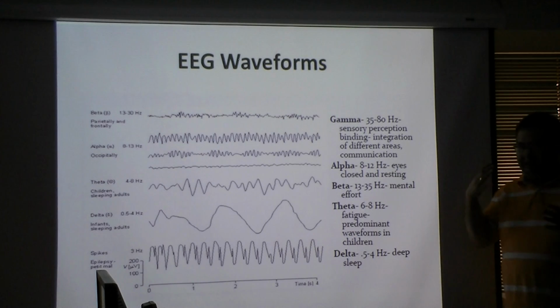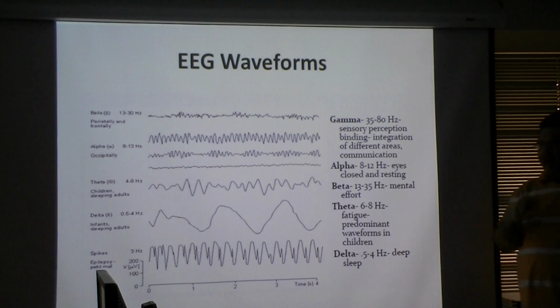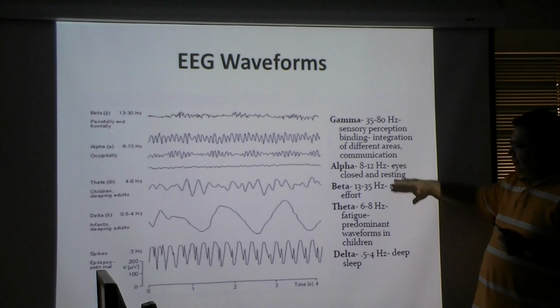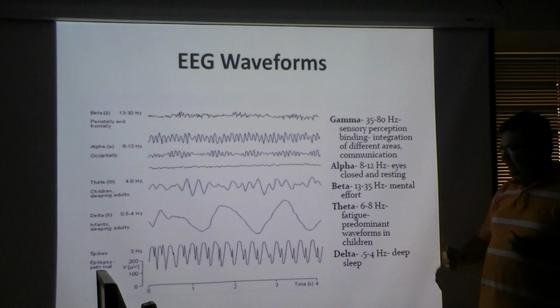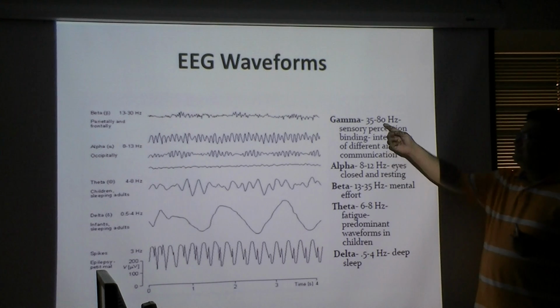So when we take the EEG from the brain, we divide all kinds of signals into these ranges: gamma, alpha, beta, theta, and its range is 0.5 hertz to 80 hertz.